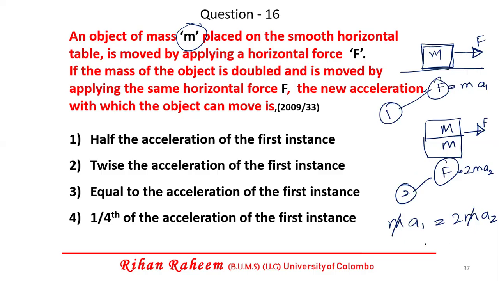M and m will get cancelled. a1 is equal to 2 a2. That means when you compare the second situation to the first situation, you send the 2 to the other side. a1 divided by 2 will be equal to a2. The new acceleration is half of the first acceleration. Half of the acceleration of the first instance, yes, that is the correct answer. Twice the acceleration of the first instance, no. Equal to the acceleration of the first instance, no. 1/4 of the acceleration of the first instance, no. Are you all clear about it?